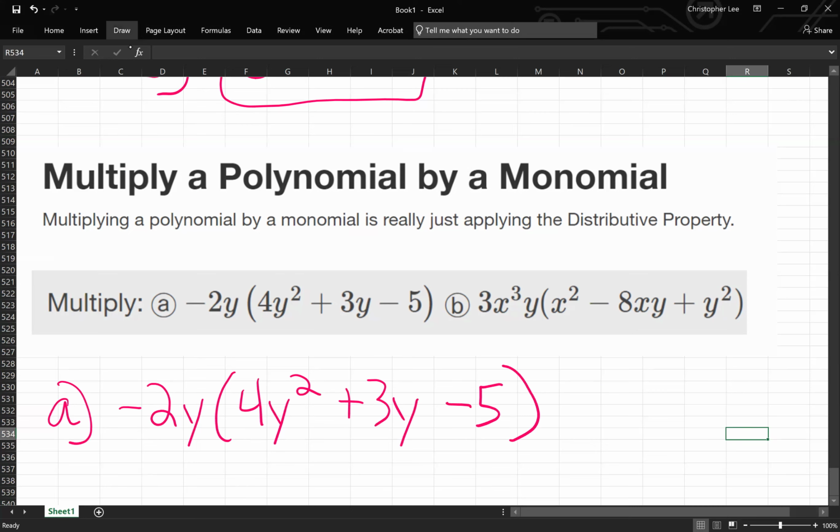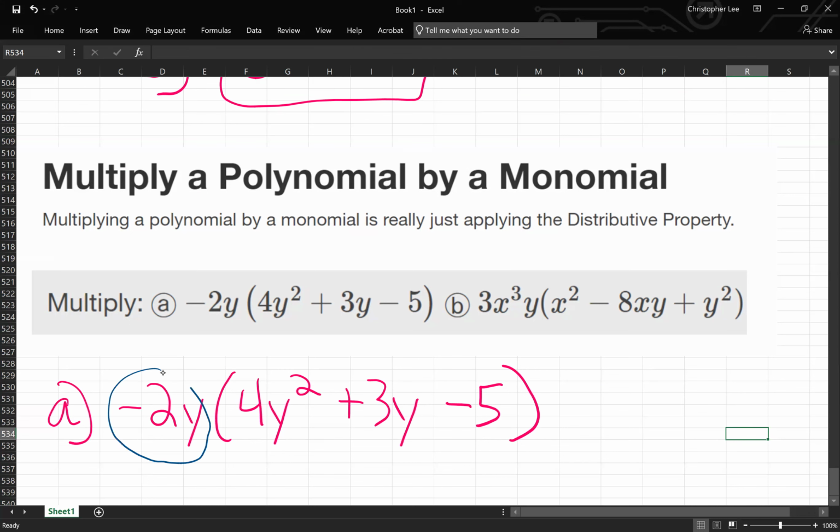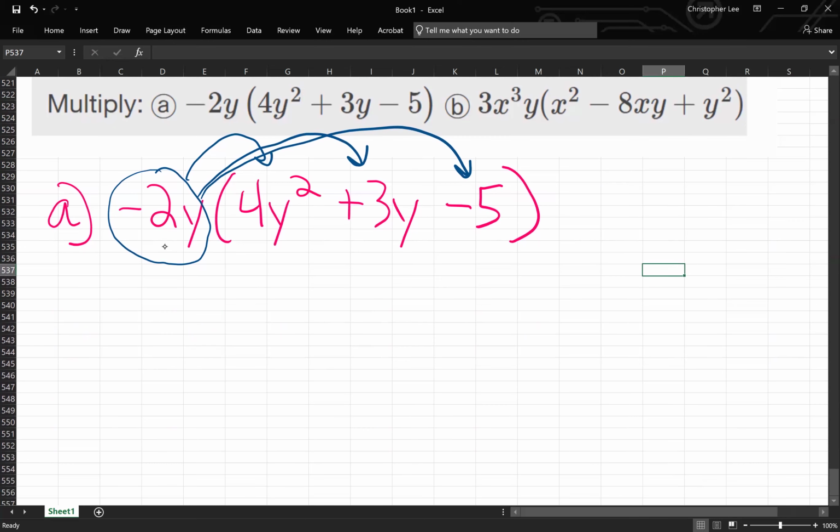All you're going to do is distribute. You take that negative 2y and multiply it times every single term, and that's the end of the problem. Let's try it out. Negative 2y times 4y squared: negative 2 times 4 is negative 8, and y times y squared is y to the third power.